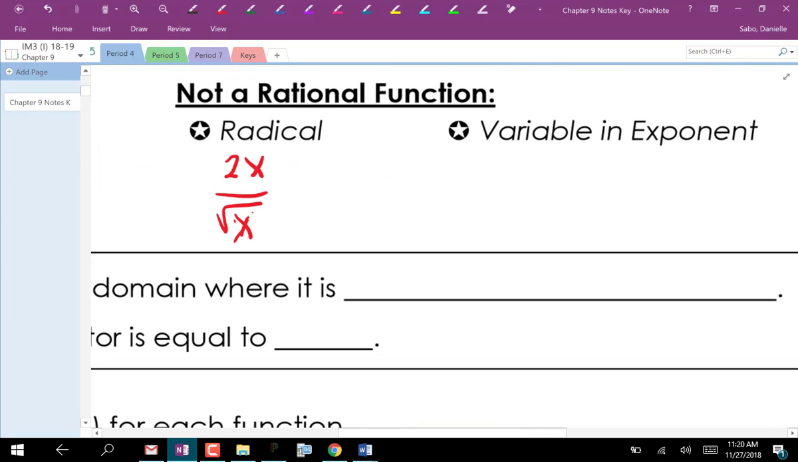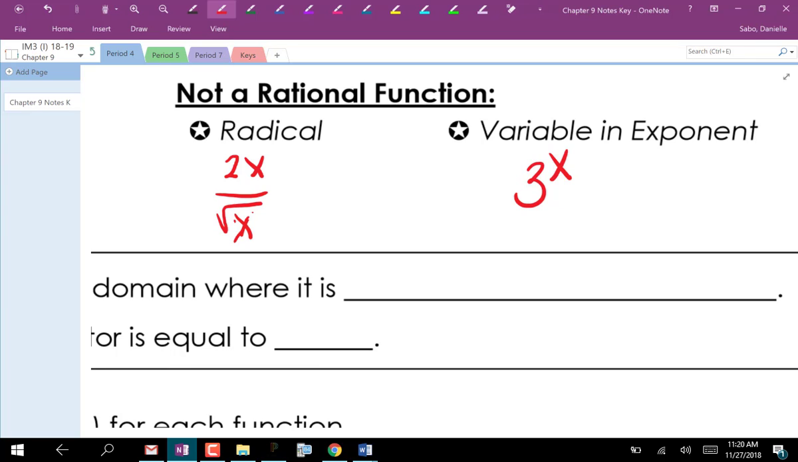Another example is when there's a variable in the exponent. So what does that mean? Something like 3 to the x power. The power has the variable in it. So if you were asked which one's not rational, if you see something with an x in the exponent or a radical, then that's going to be the ones you would circle here.